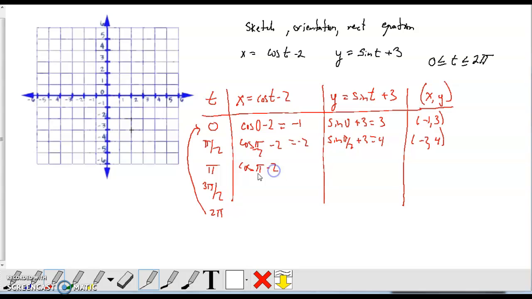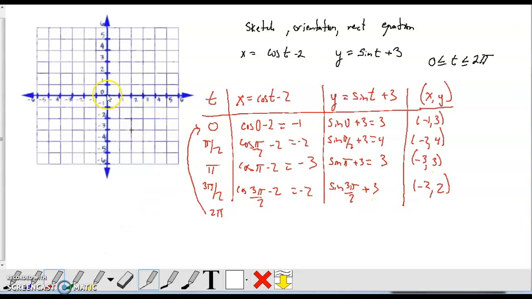Cosine of pi minus 2, so -1. -1 minus 2 is -3. Sine of pi is 0. 0 plus 3 is still 3, so -3, 3. Cosine of 3 pi over 2 minus 2, so that should be the same thing as -2. And then sine of 3 pi over 2, and then plus 3, so -1 plus 3 is 2, so -2, 2. So let's go ahead and plot these numbers.